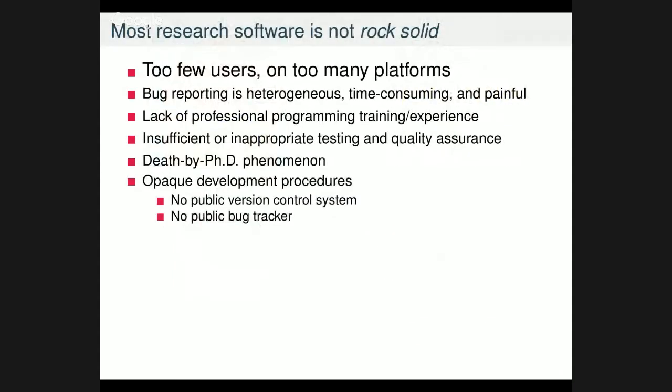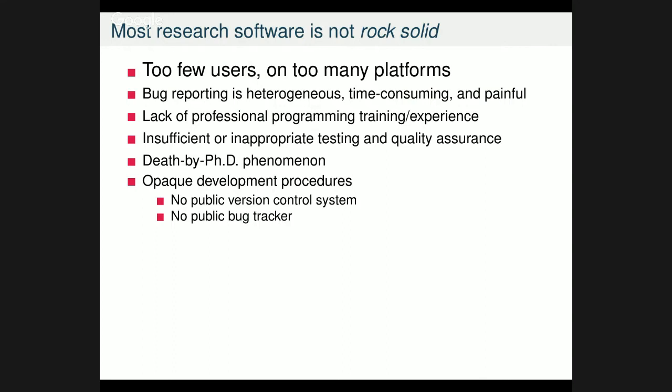So as many of you know, most of the research software is not rock solid, and there are many problems, especially if you try to support the many platforms which are out there. Quite often we have difficulty even reporting those problems which we encounter. It might be painful, time consuming, and that's not surprising because most of that software is developed by students and maybe just volunteers who might be lacking professional programming training and experience. And insufficient testing contributes to that. But the most problematic one is the death by PhD phenomenon. As soon as that student graduates, that software might go unmaintained or just disappear from any public portal.